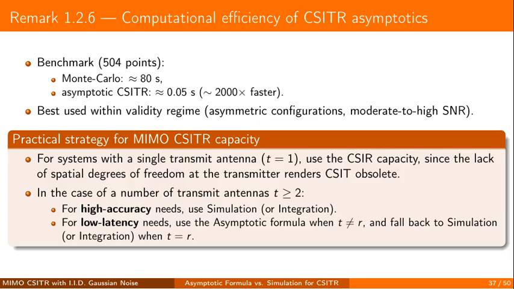This suggests the following practical strategy for CSITR capacity. When the system has only one transmit antenna, use the simpler CSIR capacity, because without spatial degrees of freedom at the transmitter, knowing the channel brings no benefit. For systems with 2 or more transmit antennas, when accuracy is the priority, use simulation or integration. When speed is the priority, use the asymptotic formula for asymmetric cases, and fall back to simulation or integration when the transmit and receive counts match.